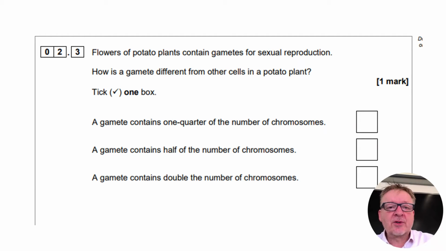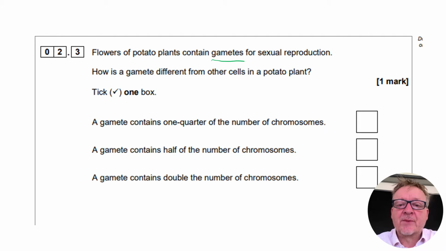2.3. Flowers of potato plants contain gametes. Gametes are your equivalent to the sperm and eggs, so that would be your pollen. How is a gamete different from other cells in a potato plant? What you've got to think is, it's gone through meiosis. A gamete contains a quarter? Why on earth would it contain a quarter? A gamete contains half of the number of chromosomes. Correct. A gamete contains double the number of chromosomes? Not a chance.